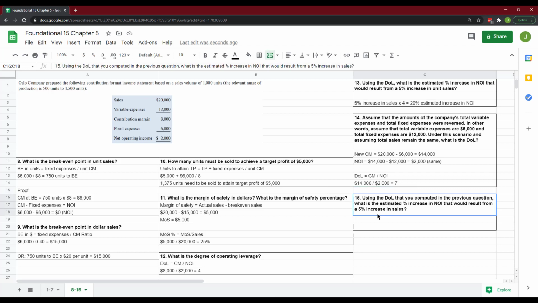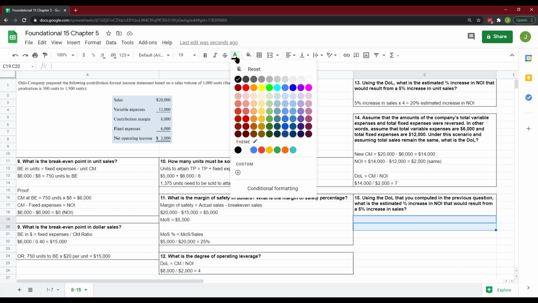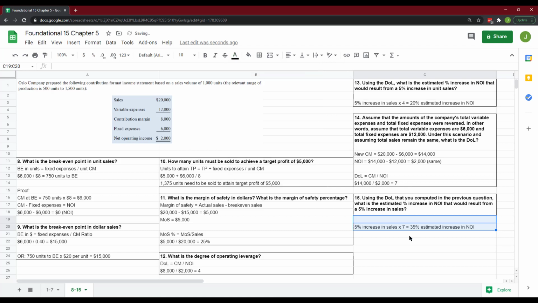So with 15, they're saying, using the degree of operating leverage that we just computed, what is the estimated percent increase in net operating income that would result from a 5% increase in sales? So we're just going to take that 5% estimated increase in sales and multiply it by that degree of operating leverage of 7 to see what that estimated increase in net operating income would be. Well, 5% times 7 gives us 35%. So we would estimate that our net operating income would go up by 35%.